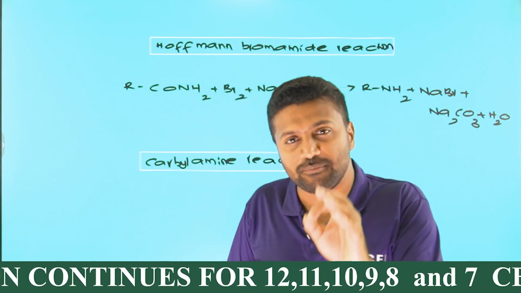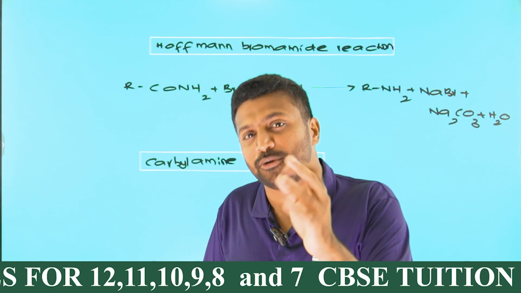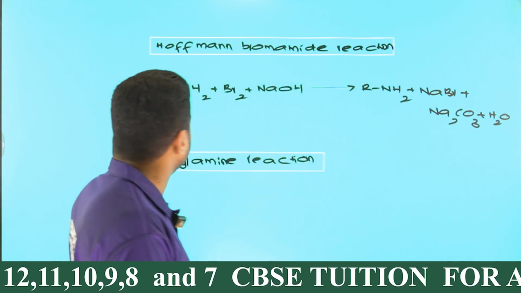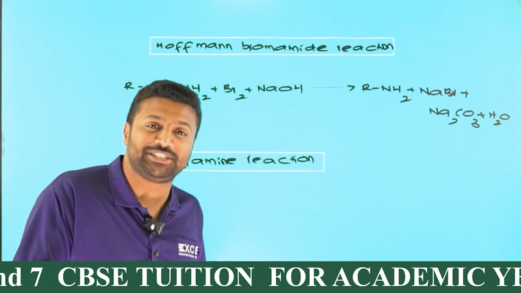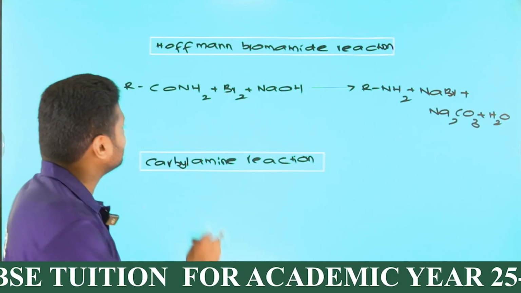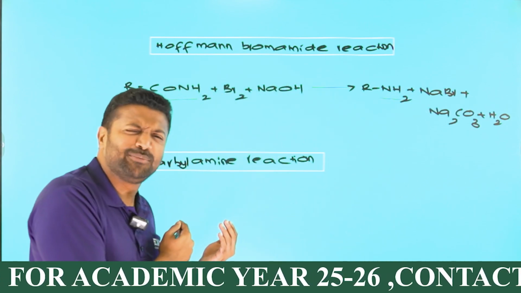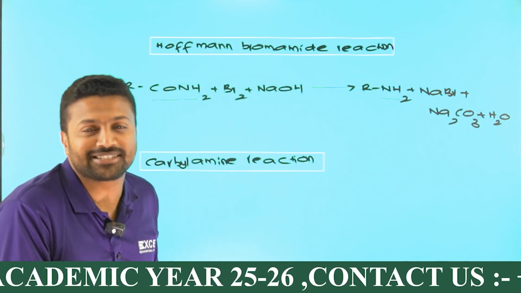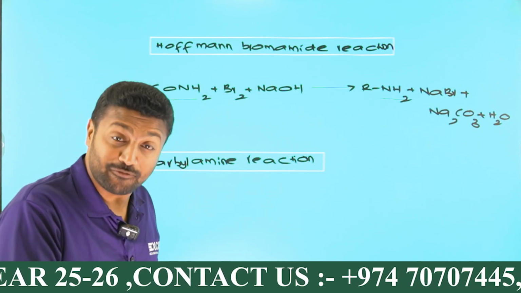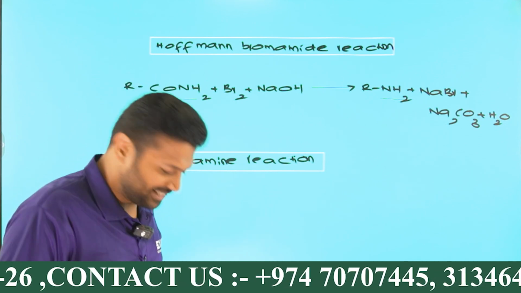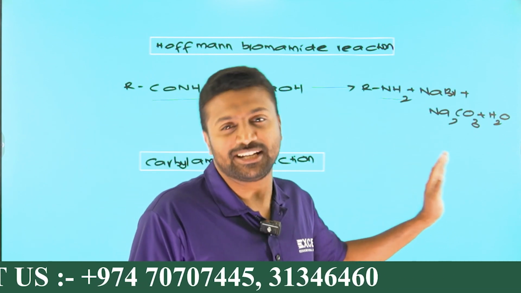During the Hofmann bromamide reaction, acid amide RCONH2 is passed over bromine in presence of NaOH, same as bromine in presence of KOH. What happened is that CONH2 becomes simply NH2. That means acid amide becomes primary amine. That's called the Hofmann bromamide reaction, also called the Hofmann bromamide degradation reaction. Why is it called degradation? Because the number of carbons gets decreased here.